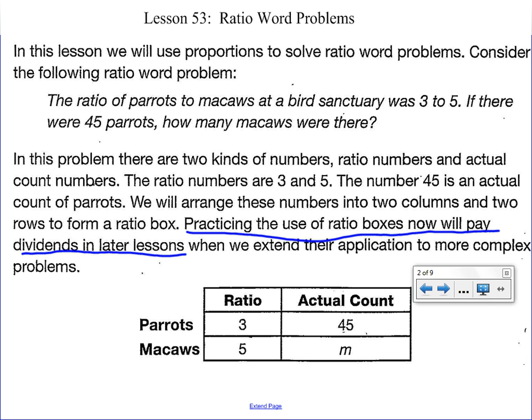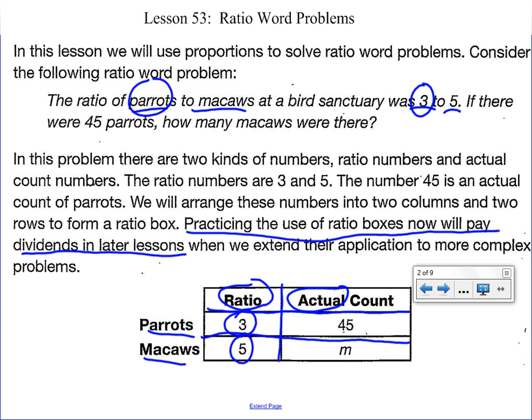So for this example, they set up the ratio box, and the ratio box always looks like this. It can be a nice simple T-chart. You don't have to make the whole square. And you put ratio here, actual here, and then you fill in. We're talking about parrots and macaws. In the story problem, it says the ratio of parrots to macaws was 3 to 5. So the one that said first here goes with the one that said first here. So we put 3 in the ratio column next to parrots. So that means that 5 has to go with macaws.